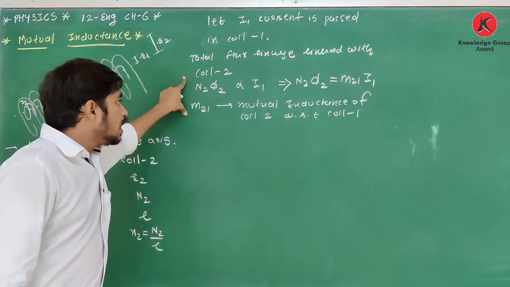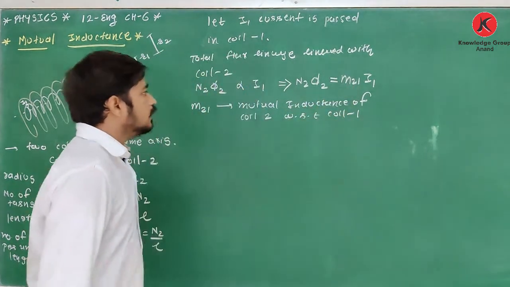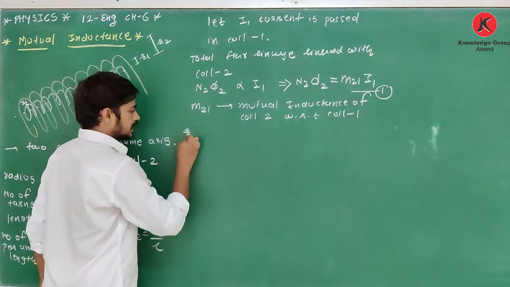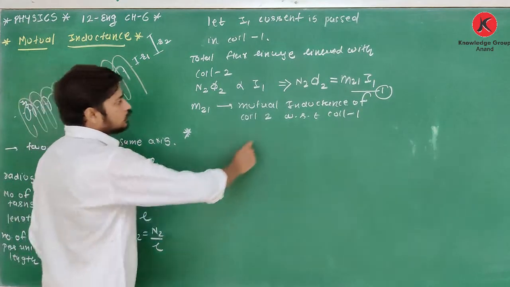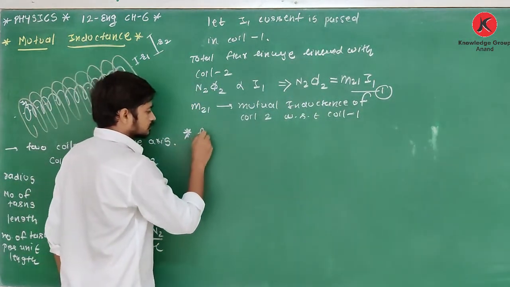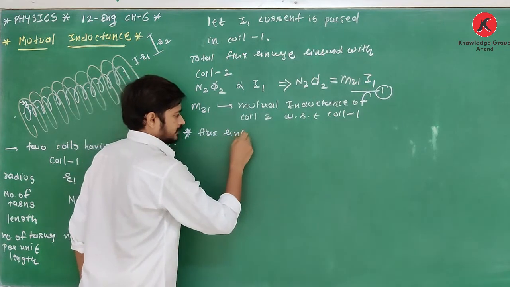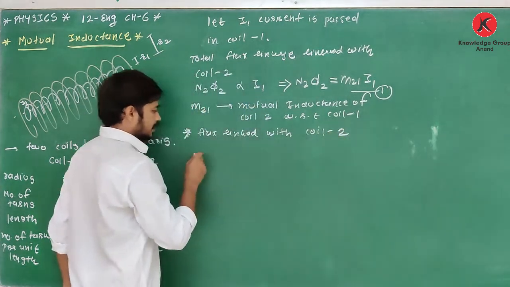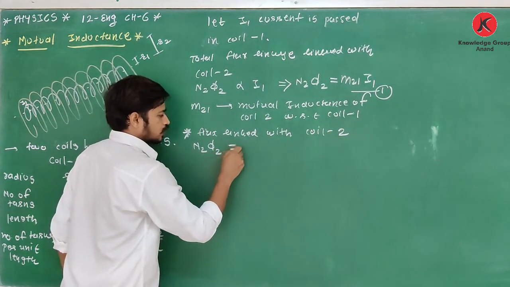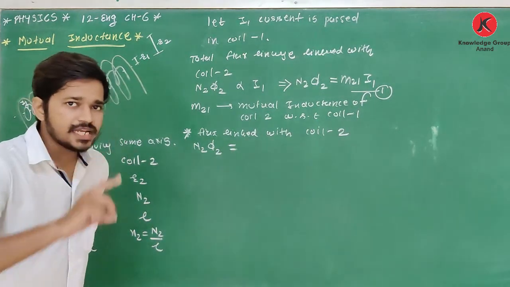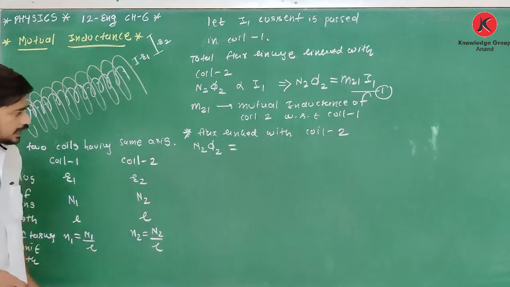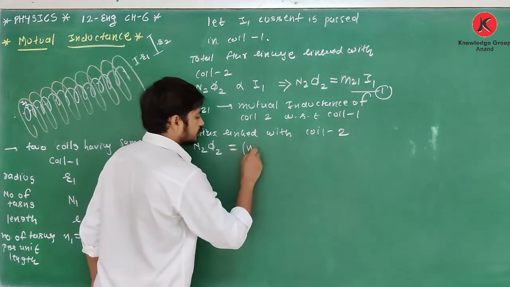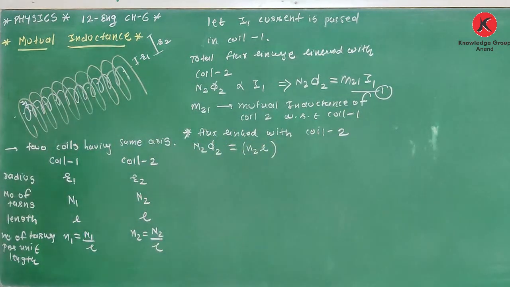Clear about this? Now we have to find what is the equation of M21. That is equation number 1. See here, how to find this N2 phi 2, the flux linked with coil 2? Take care. N2 means total number of turns in coil 2. So total number of turns in coil 2, I can write N2. Clear about this? Now phi 2.